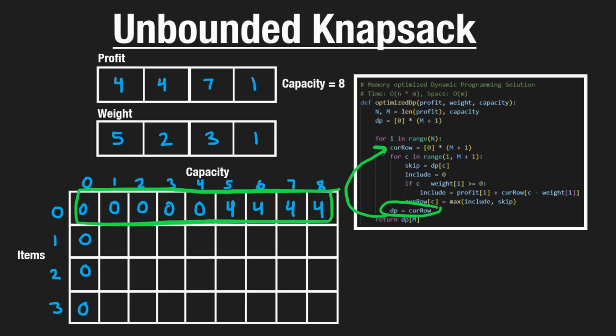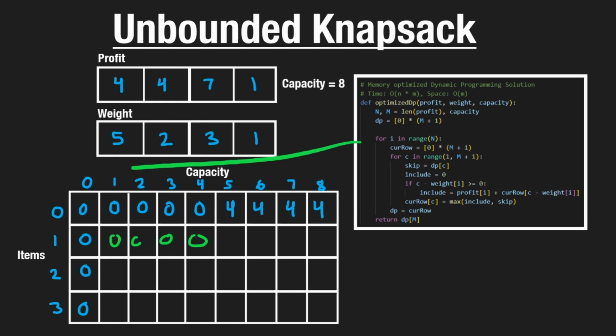Now, after we've calculated that row, we're going to assign that to DP, and then we're going to go to the next iteration of the loop and create a new row down here, and it's going to be filled with all zeros. Notice how that first row is no longer in memory. We only have 2 rows in memory now. And we initialize these to all zeros, and then we start computing them.